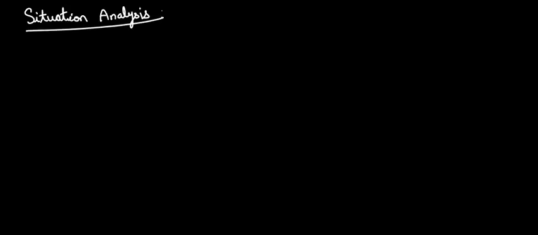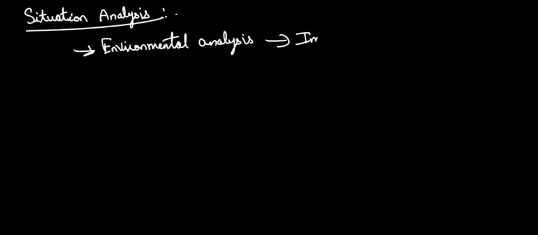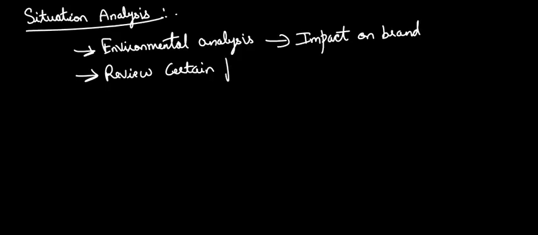What do you mean by situation analysis? The marketer does an environmental analysis to determine the type of people, type of consumers in the particular market and their lifestyle, the culture, etc., so that the impact that is created by such an analysis on the brand is ascertained. Then they review certain plans which they have for a particular market and come out with a marketing plan for the market which has been identified by the marketer to market their products or services.